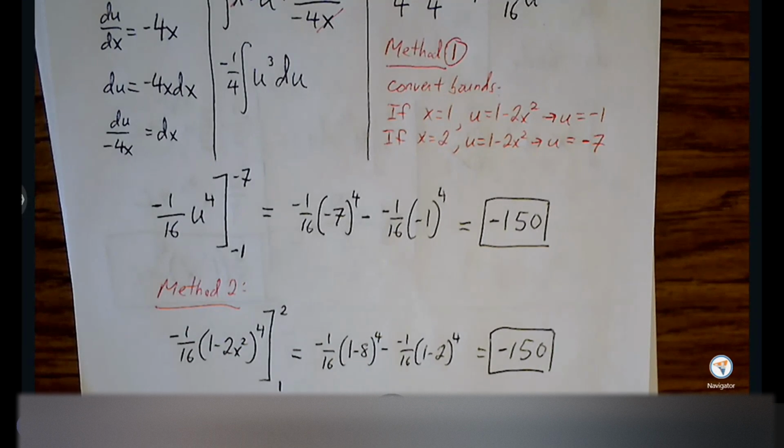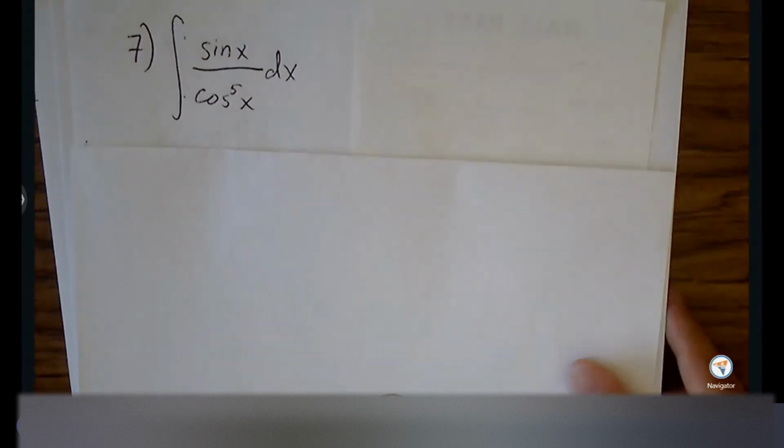All right, any questions with number 6? Okay, we have time for one more. This is not on your worksheet, but I think this is a good one for us to see. It's slightly different, so I think it's good to get exposure to this type of problem. So I'm going to call this number 7, but this number 7 is not the same as the one on your worksheet. Okay, so copy this down if you have to. This is the integral of sine of x over cosine fifth of x.